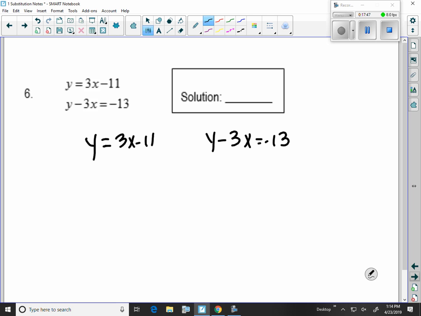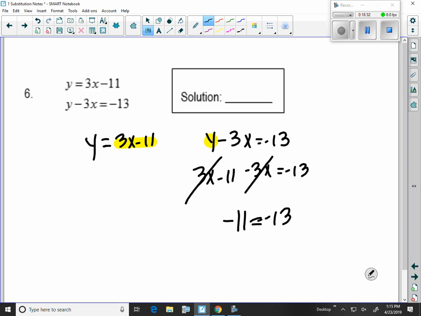Okay, which one's easier to work with? Yep, left. Okay, y equals 3x minus 11. What are we going to do with the 3x minus 11? We're going to plug it in for y. You shouldn't need to distribute anything. You really don't need parentheses here, just because there's no number to multiply it by. Okay, so yeah, we'll have 3x minus 3x. Those cancel. So we have negative 11 equals negative 13.